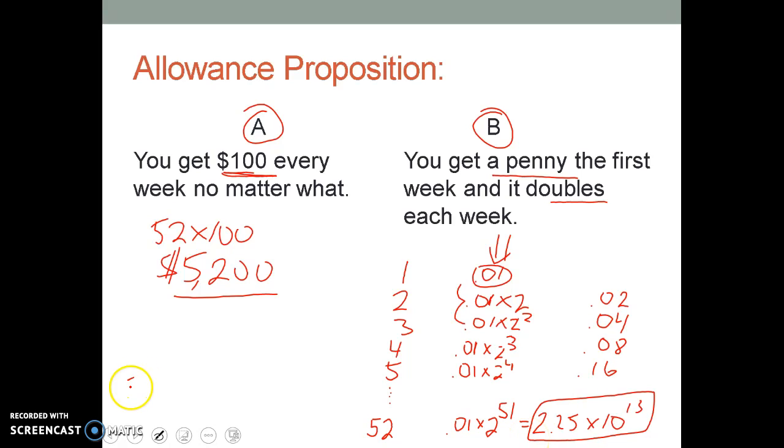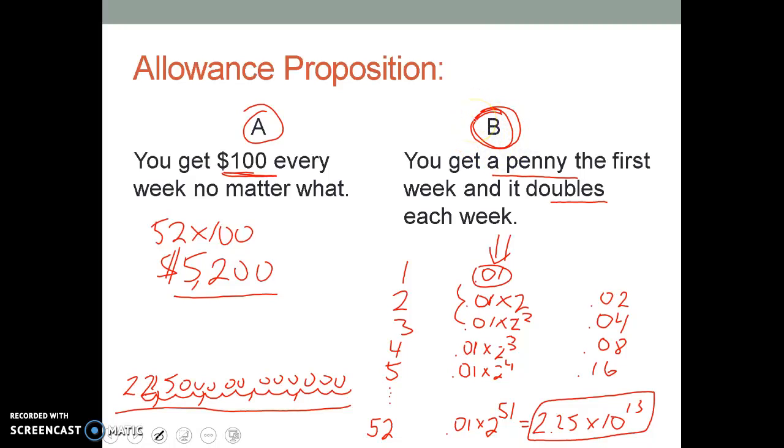What it would really be is we have the 2.25, and we would move the decimal over 1, 2, 3, 4, 5, 6, 7, 8, 9, 10, 11, 12, 13 spaces. So we would have 3 zeros and then a comma, another 3 zeros and a comma, another 3 zeros and a comma, another 3 zeros and a comma. That's $22,500 billion. Now that's not the total amount, that's just the amount that you would get on the 52nd week of the year, and that would be enough to pay off our national debt, at least right now. And so you might want to consider option B.